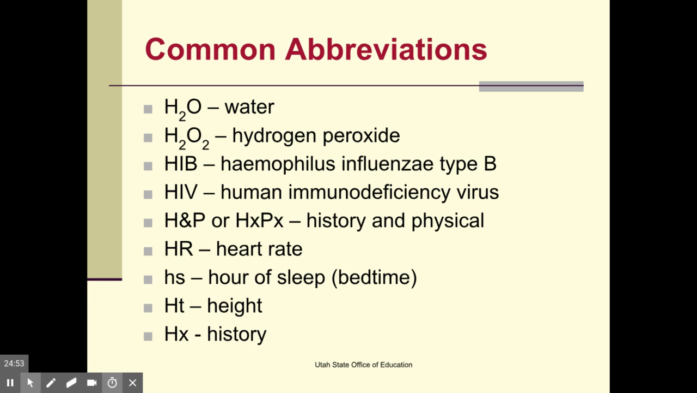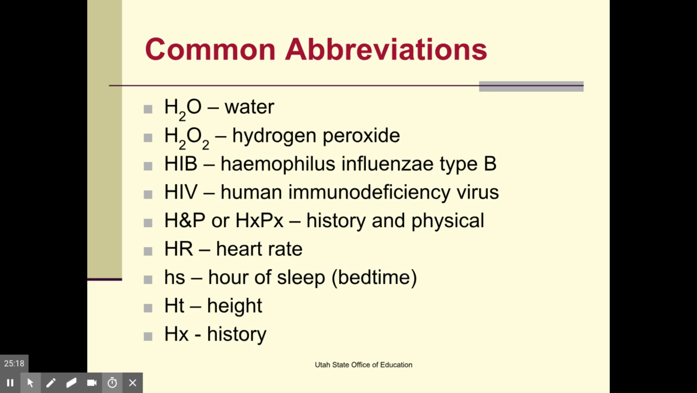H2O we use as water. H2O2 is hydrogen peroxide. Normally we just write out hydrogen peroxide. We don't use H2O2. HIB would be the Haemophilus influenzae B. So children have a Hib vaccine, and you will see that often when they get their Hib vaccine. HIV for human immunodeficiency virus.